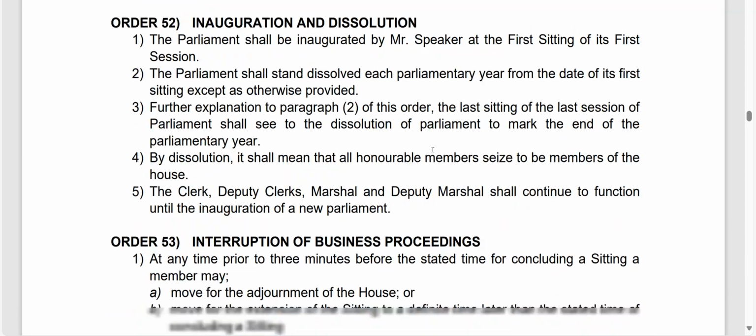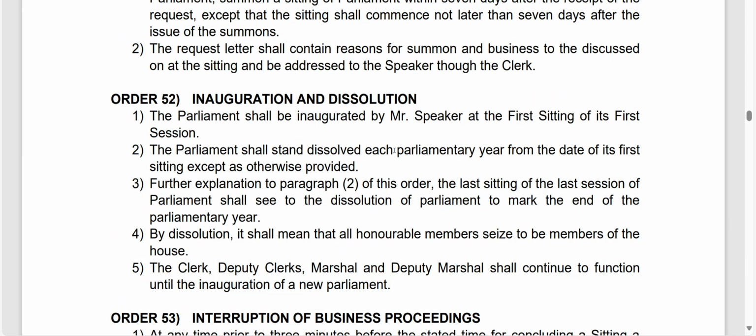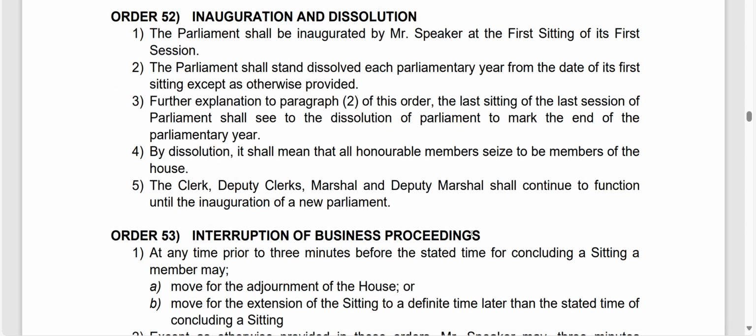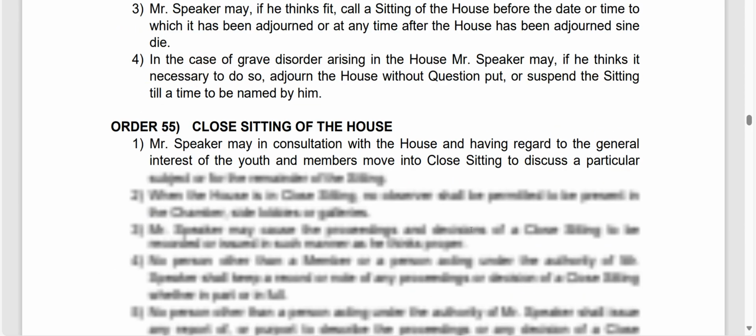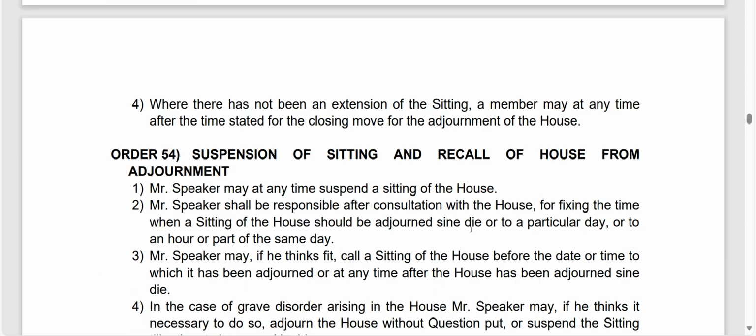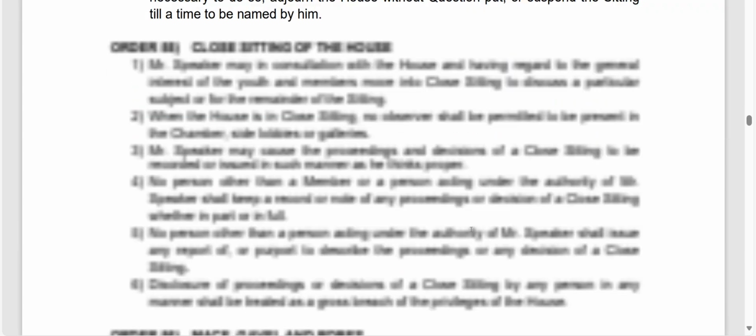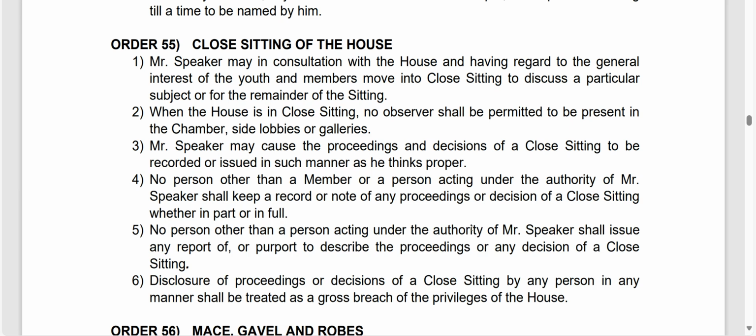Sittings as well. We can have guests. The speaker is to inaugurate a house, just as Right Honorable Adam Usman did. And the speaker is the one who dissolves a house, just as I did in dissolving the 3rd Parliament. So suspension of sittings, recall, we can suspend sittings, we can recall sittings, all of them are there. Closed sitting, when we want to do a sitting in camera. So those closed sittings are not recorded.